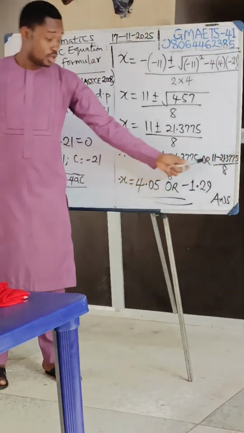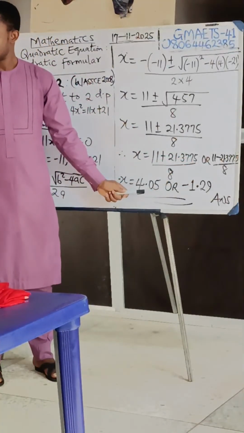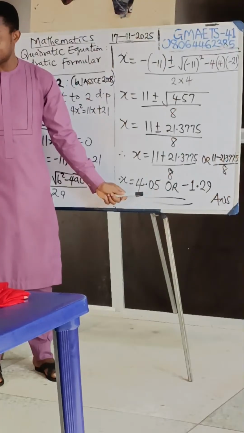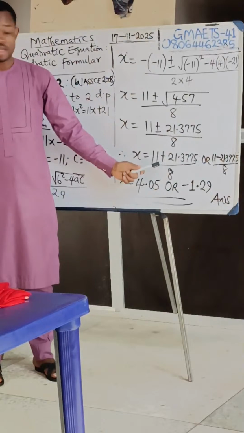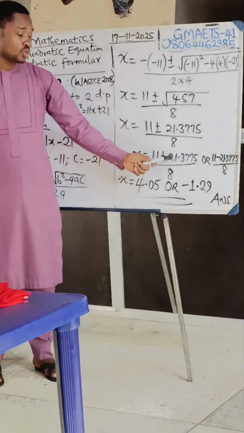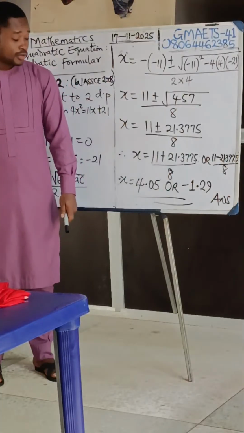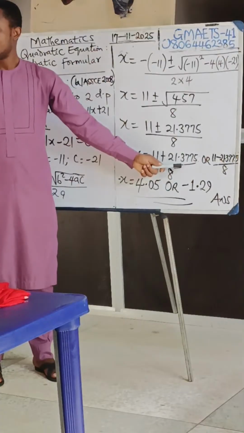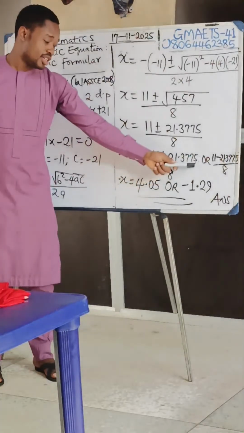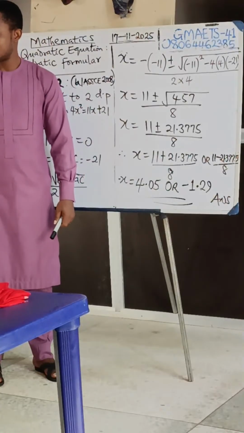Yes. Do you understand this one? This is where you have crossing. Now, if you had a calculator, okay, you have calculator there. Press 11 plus 21.3775. Fast. 11 plus 21.3775 equal to, then divide your answer by 8. Divided by 8. Now tell me what you got in the calculator.